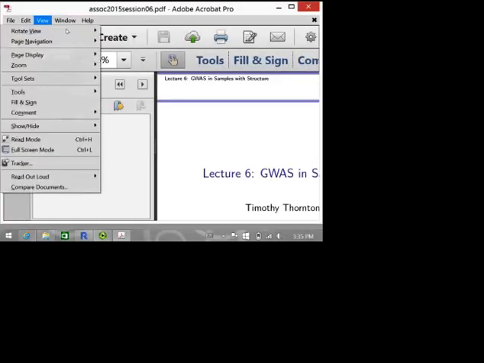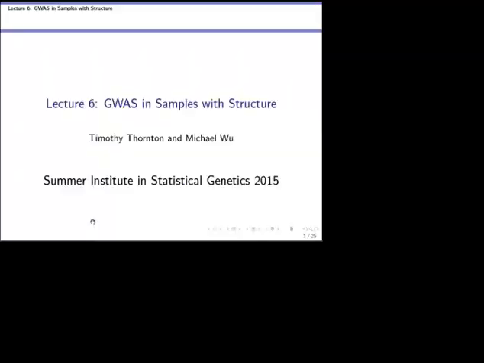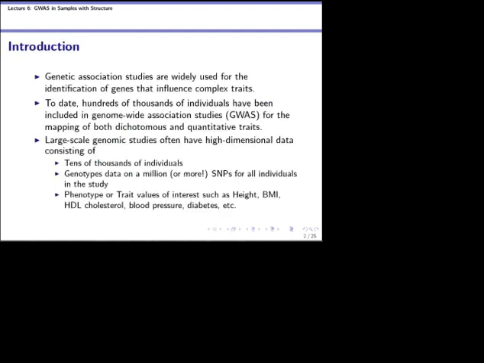Okay, welcome back everyone. So for the last lecture of the day, we're going to talk about how to control for or adjust for sample structures such as population structure, as well as relatedness among individuals in a genome-wide association study.